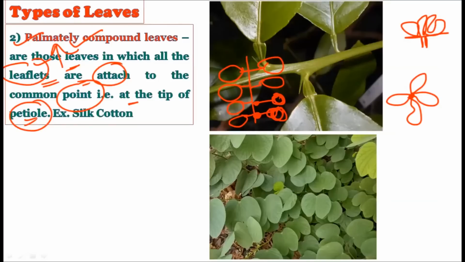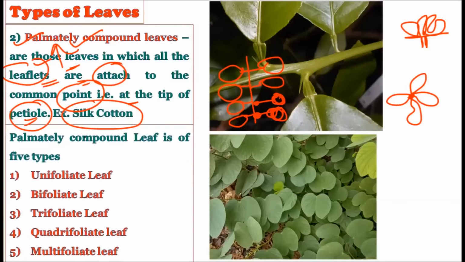So these come under the palmately compound leaves, and these palmately compound leaves show the presence of leaflets on a common point, which is the petiole. For that, we have the example of silk cotton. Okay, now consider these palmately compound leaves are of five types. Five types of palmately compound leaves were there.